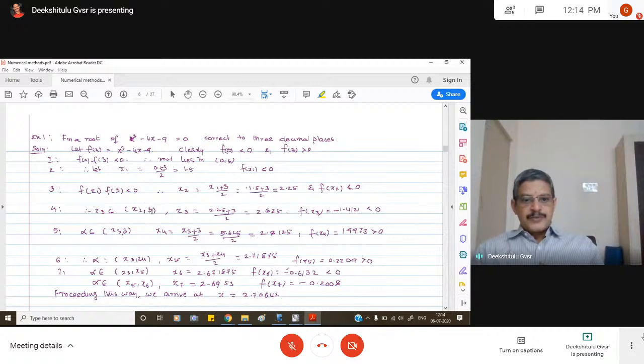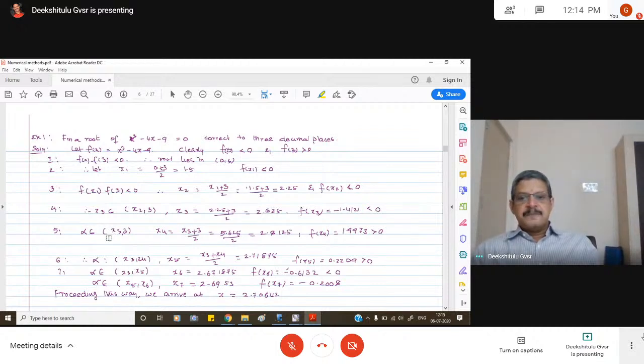f of 3 is positive, f of x2 is negative, and f of x3 is again negative. Again, the root lies between x3 and 3. So x4 is (x3 plus 3) by 2, so 2.8125. It is taking a long time to go to the root because it is linear. So f of x4 is positive. f of 3 is positive, f of x4 is positive, f of x3 is negative, so the root must lie between x3 and x4.